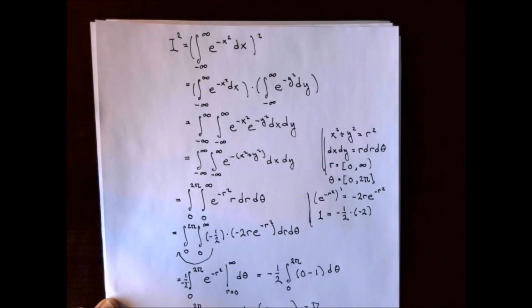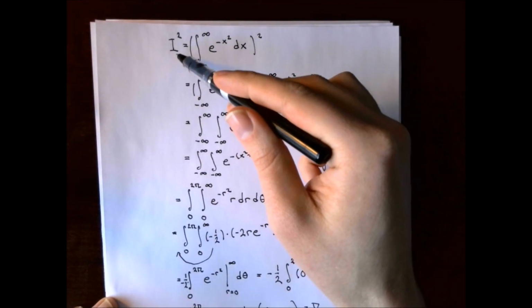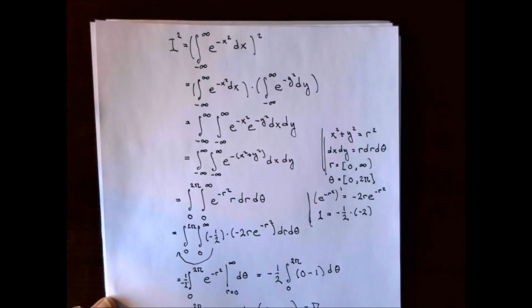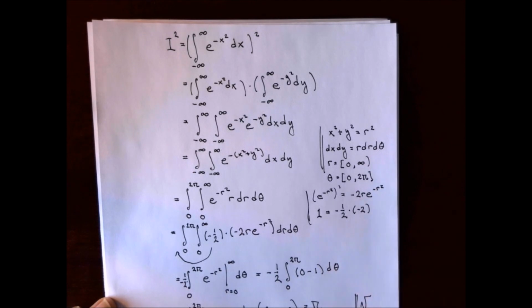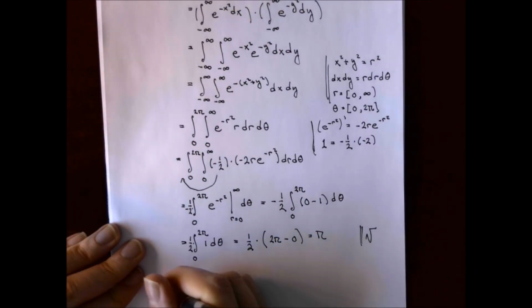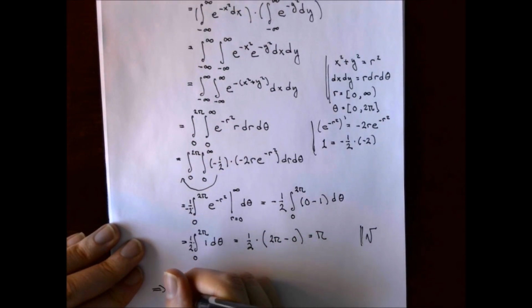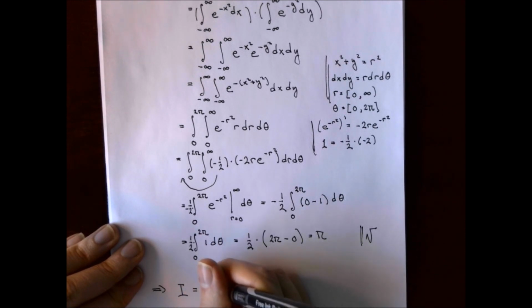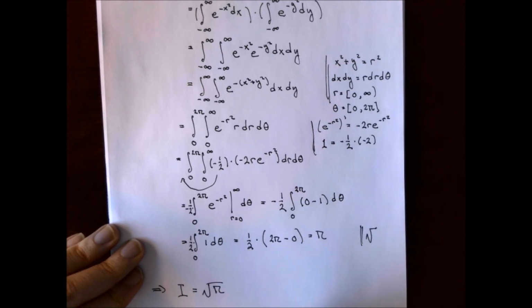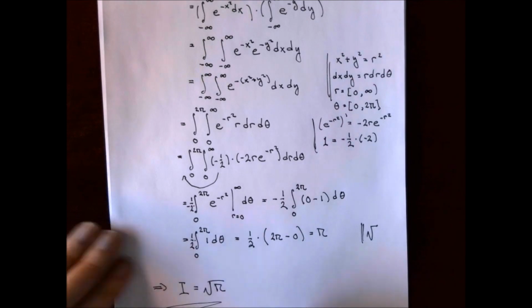Now remember that our original integral was squared here, so we still need to take the square root on both sides. We end up with I equals the square root of pi. That's our final answer.